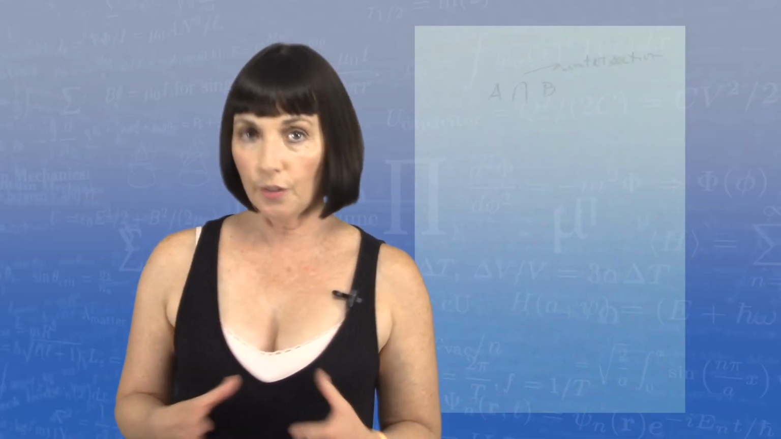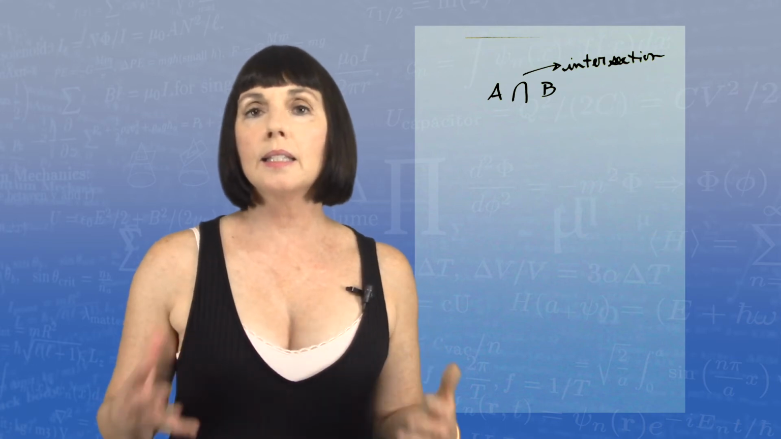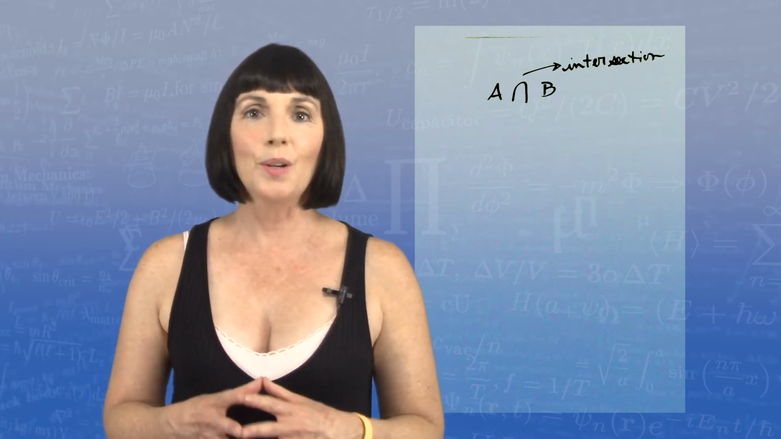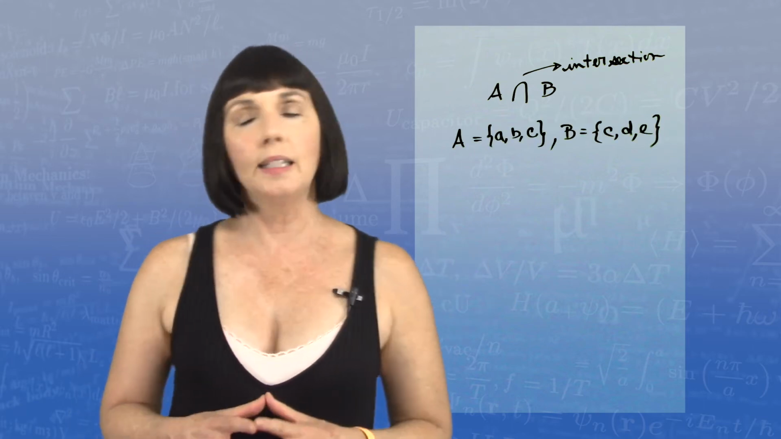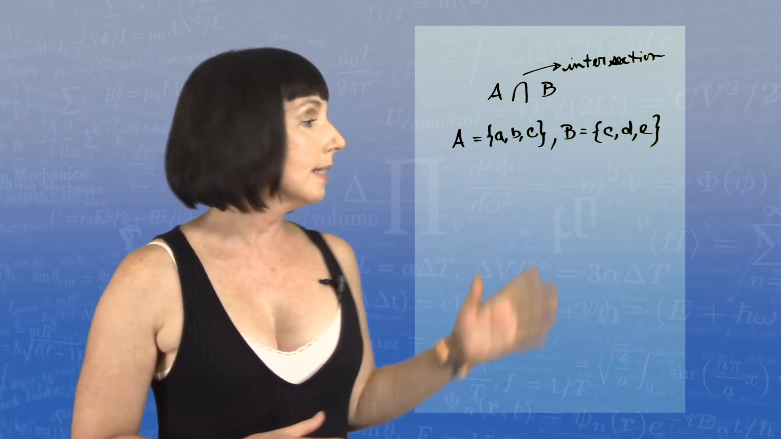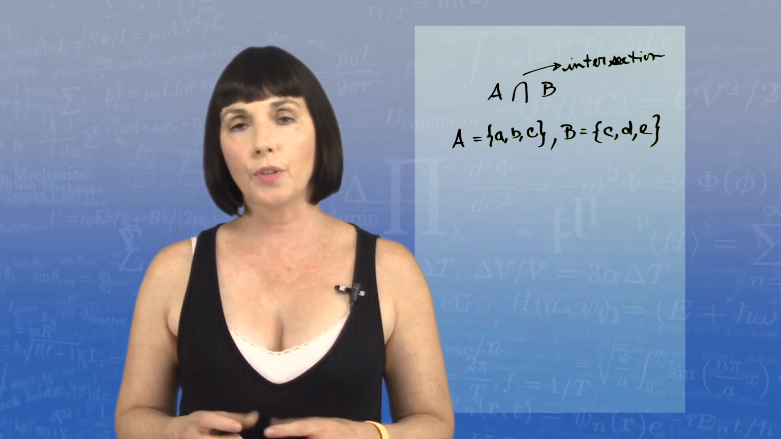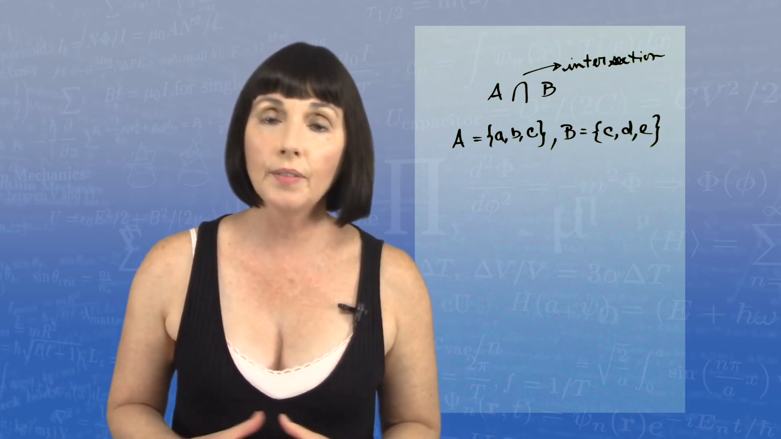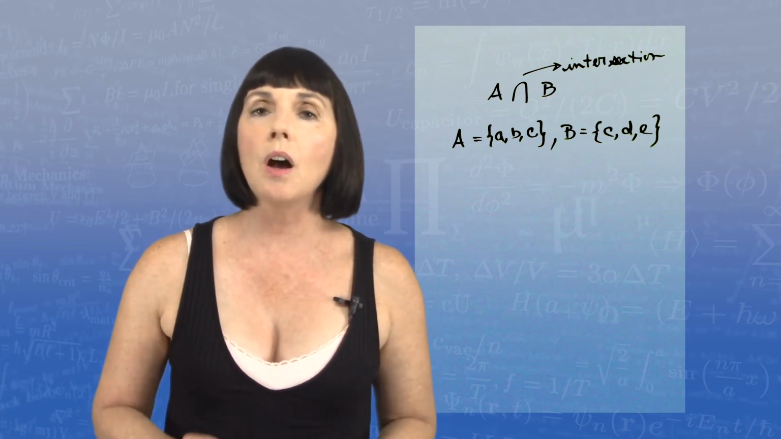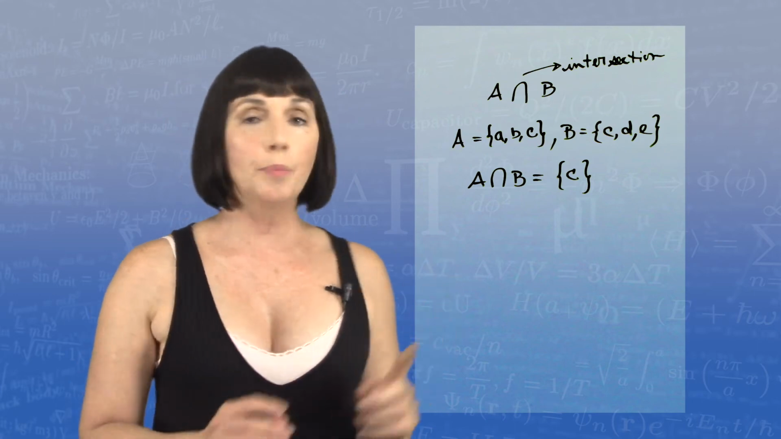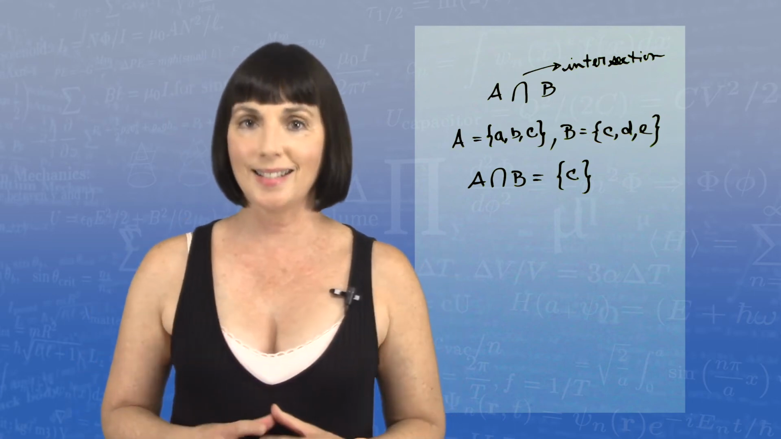The intersection of two sets A and B is the set of all elements that A and B have in common. So if I have set A containing the elements a, b, c, and set B containing the elements c, d, e, the intersection of those two sets will be whatever they have in common. The only thing they have in common is the element c. So the intersection of A and B is the set of just c.